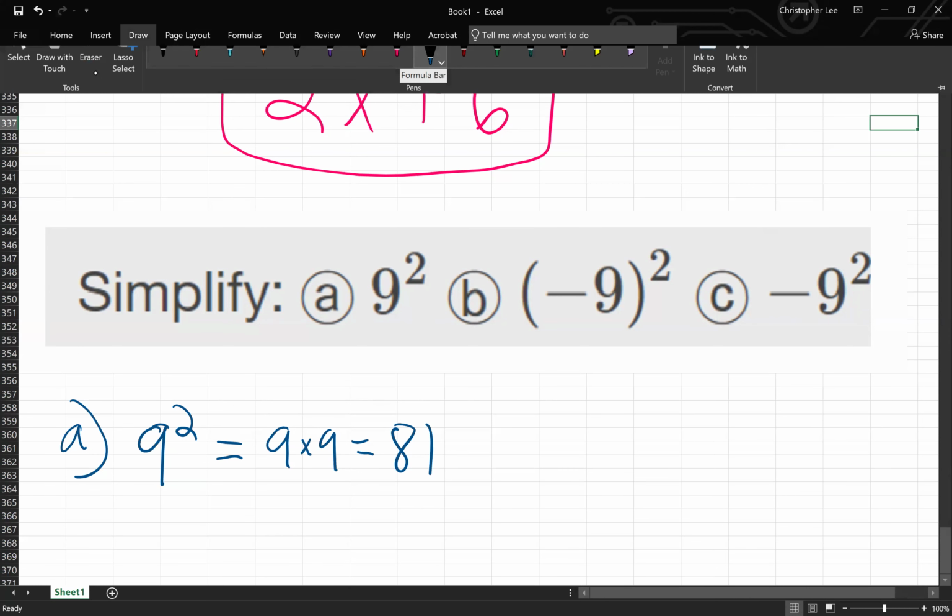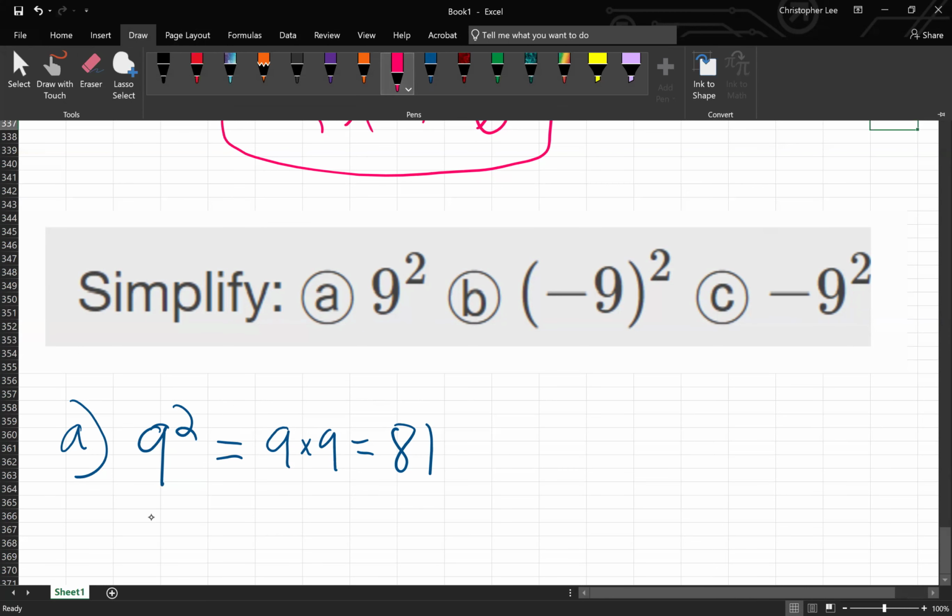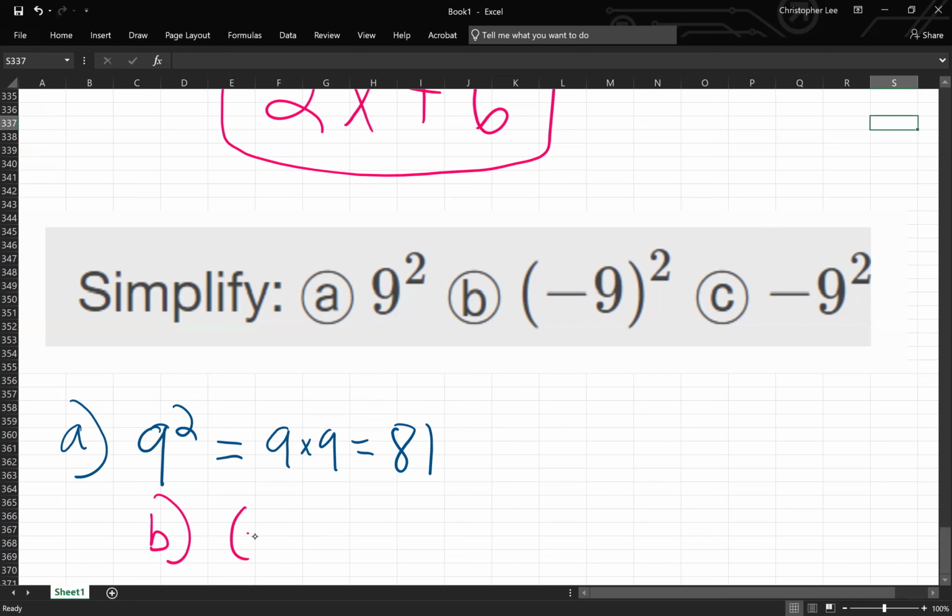All right. How about B? Now for B, I got negative 9 squared, which is what? Give me a better answer. It's all right. Teaching one, right? 81, right? So remember, in parentheses, the negative 9 squared means what? It means negative 9 times negative 9, which is positive 81. Because a negative times a negative is a positive, all that good stuff, right?